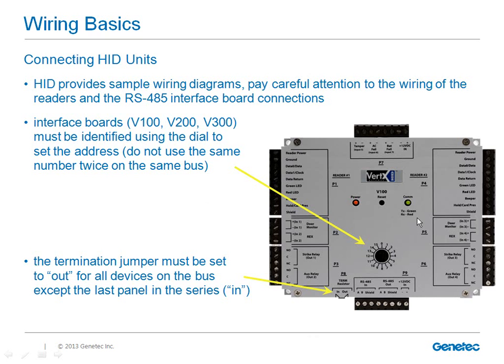Now on the actual interface boards, like the V100 we have here, you need to make sure each one is identified using the dial in the middle to set the address. Just make sure you don't use the same address twice on the same bus. Now the last interface device on the chain must be terminated, and this is per bus. So you'll find the termination jumper on the bottom edge of the unit right here. All the interface panels should be set to the out position, except the last one on the bus, which is set to the in position.